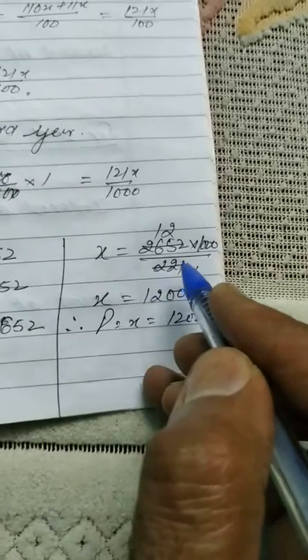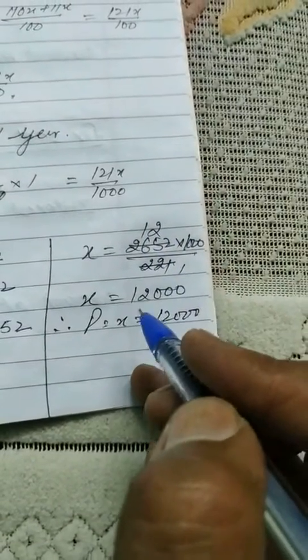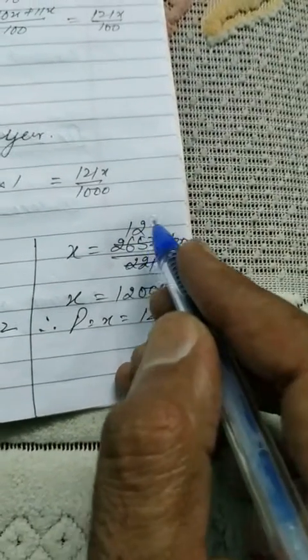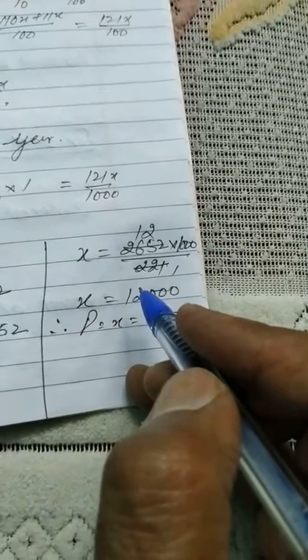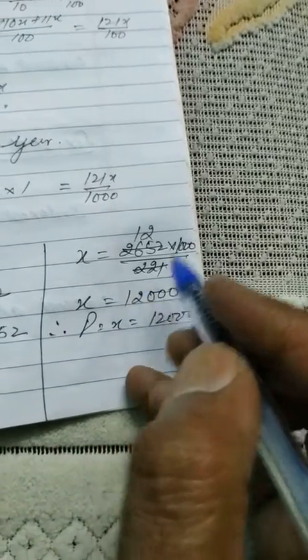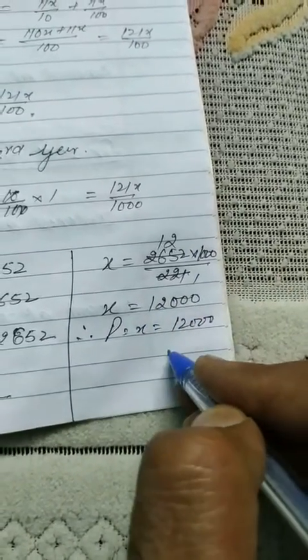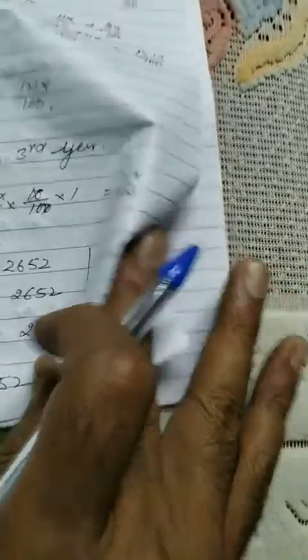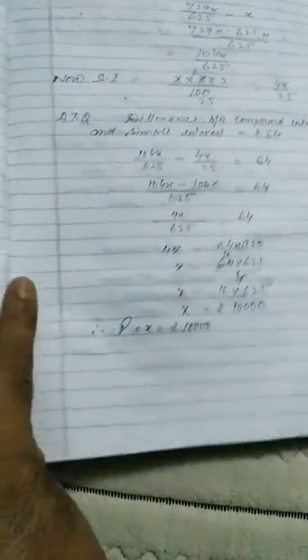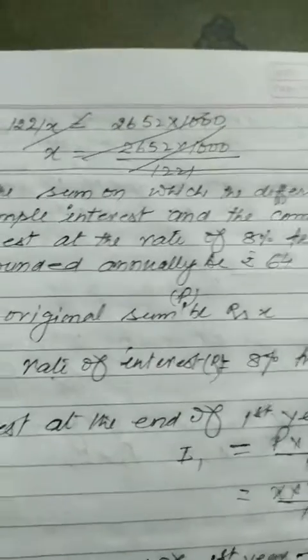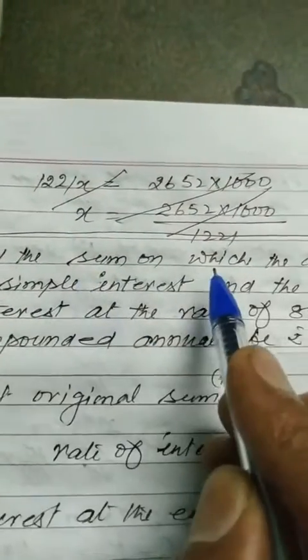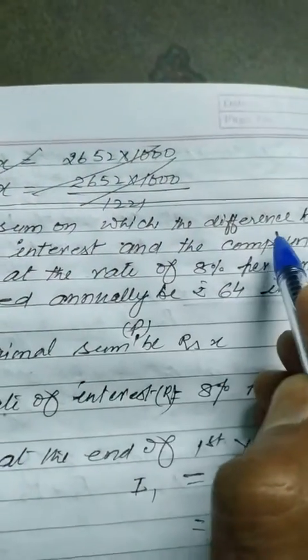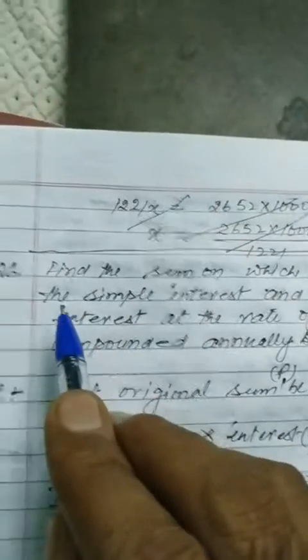This cancels. 221 multiplied by 12 is 2652, and so we have 12,000. That is, the sum is 12,000.